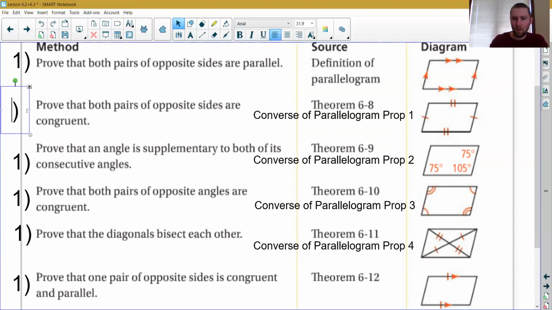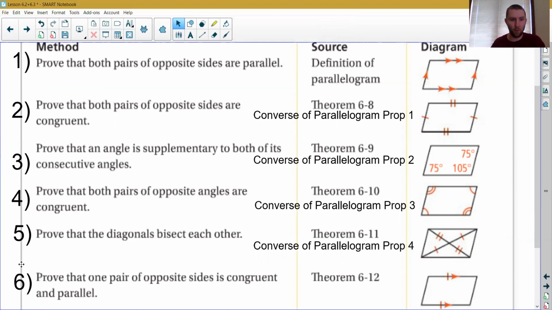So, again, in this table, sorry, I got ahead of myself. We have 6 different ways to prove that shapes are parallelograms, right? These are all taking a 4-sided shape, and what we're probably being asked to do in the directions is say, how can we classify this 4-sided shape? Well, if any of these 6 things are true, then we can classify that 4-sided shape as a parallelogram, okay?